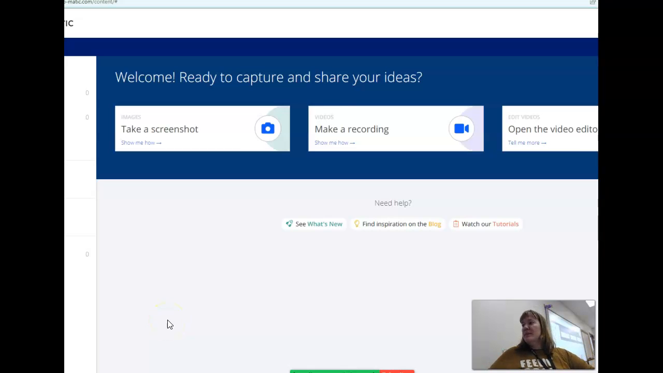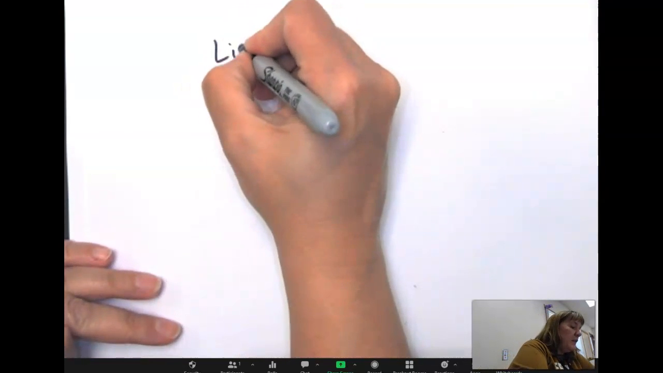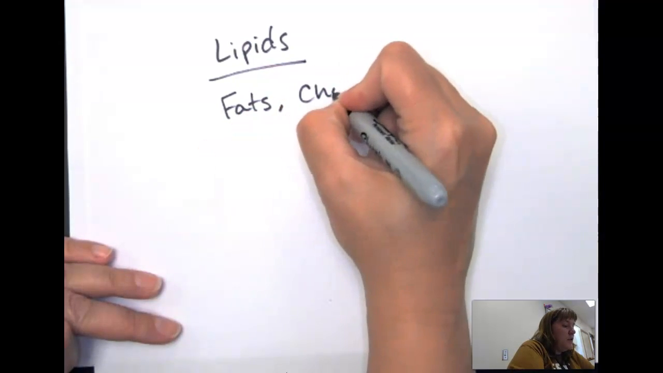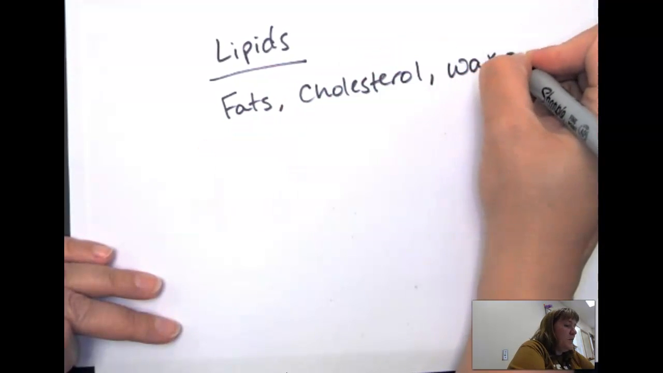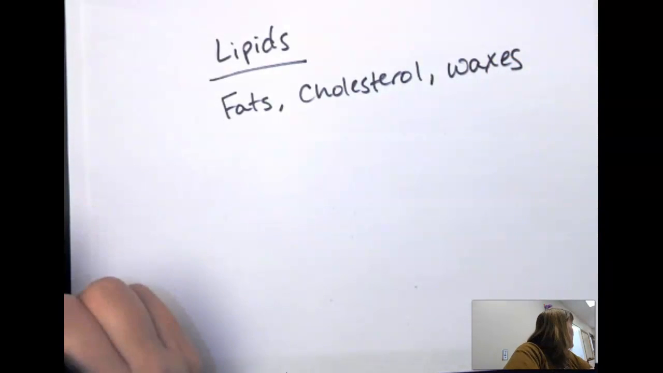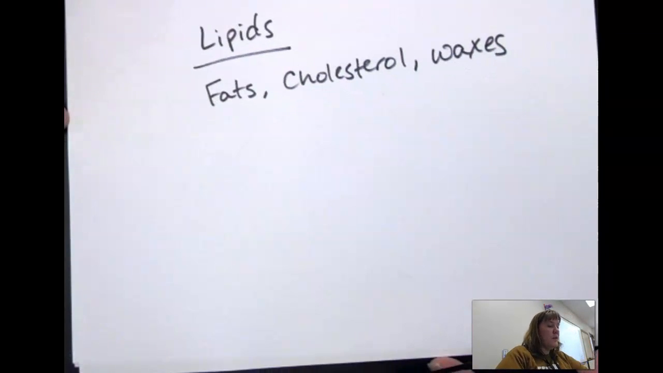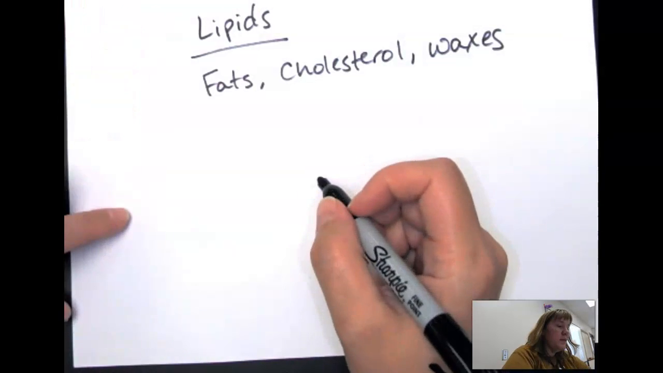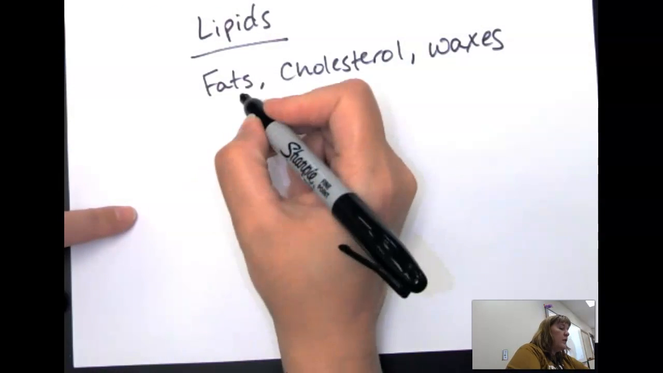Okay, so then we have lipids, or fats, cholesterol, waxes, which don't really apply to us, but they definitely apply to plants and other things that have water run off them.